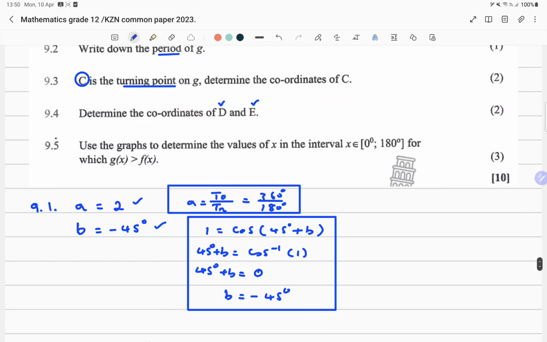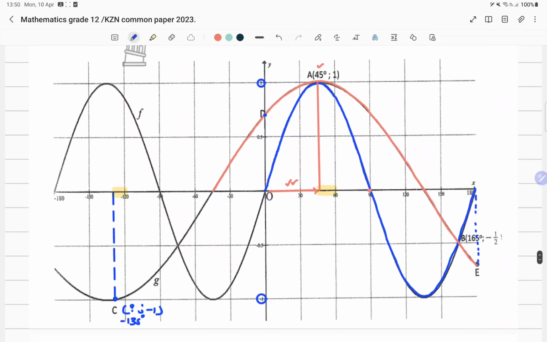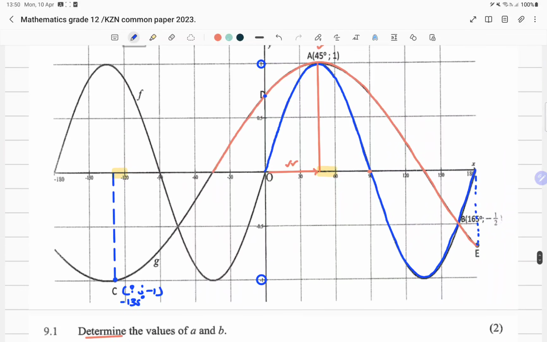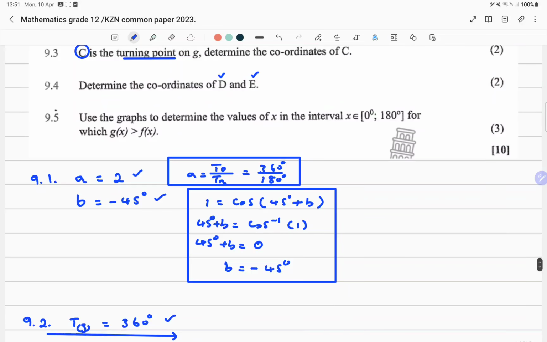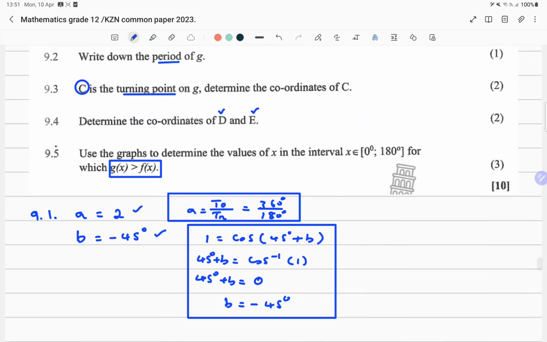Next question. Use the graphs to determine the values of x in the interval 0 to minus 180. So we are actually looking at this segment here. Now, when we're looking in that interval, what are we supposed to find? For which g of x is greater than f of x. So we want the graph of g to be above the graph of f.